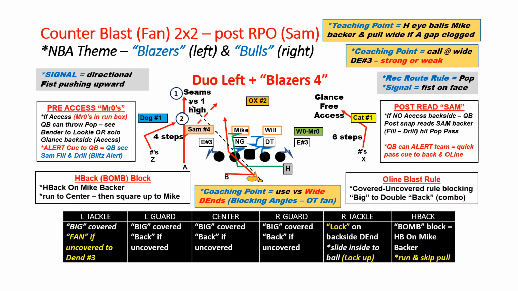That's the counter action. Receivers' routes are the same. This is a beauty. All inside RPOs are running their pop. So the A runs the bender read, the Z runs the lookie or a 4-step flat slant, and the X runs the 6-step skinny slant, what we call a glance route. Quarterback, again, pre-snap has access. He can come back to the X, but we're going to read the Sam either way. He fills, we drill. He sits, back gets.